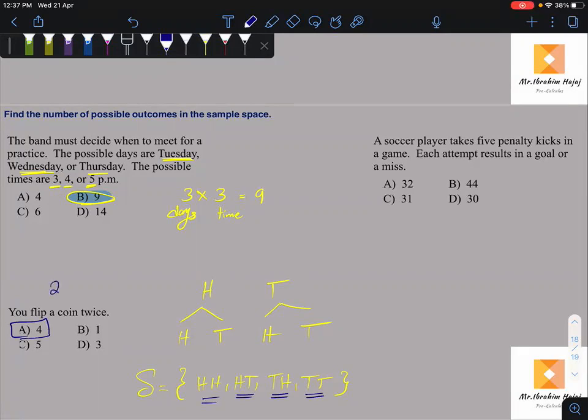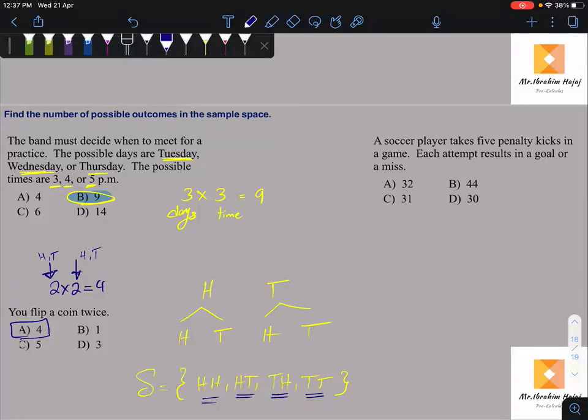Also you can do it as 2 by 2, which is 4, because in the first flip you will get 2 outcomes, and the second time you will also get either head or tail, so 2 by 2 is 4.